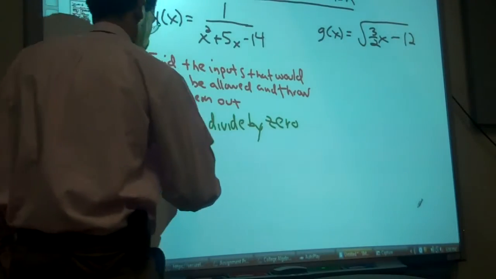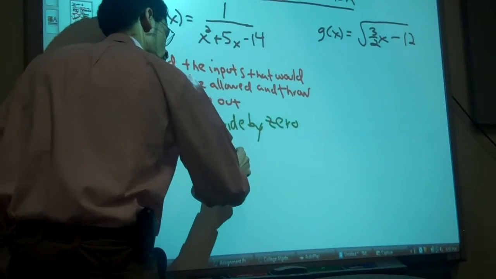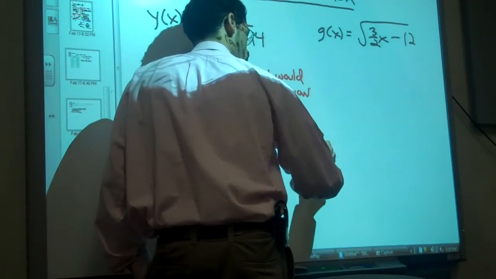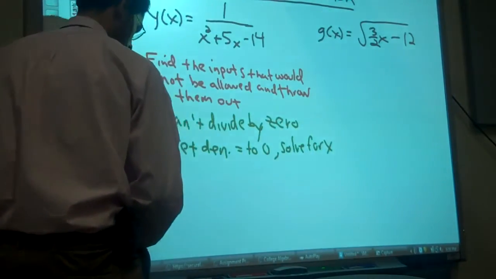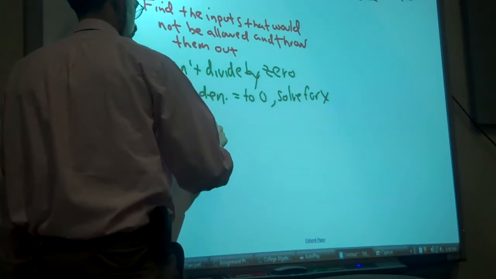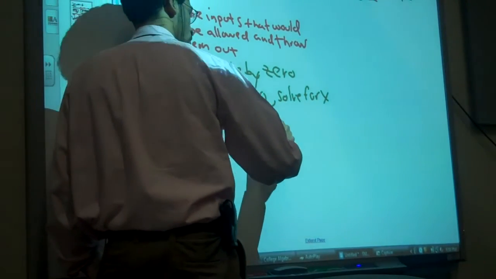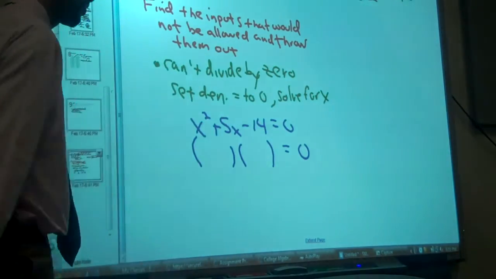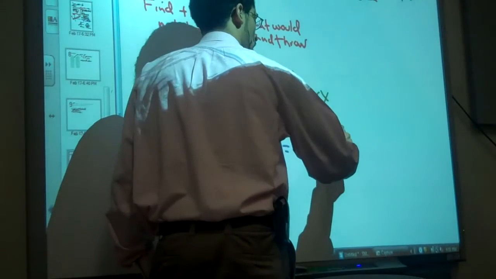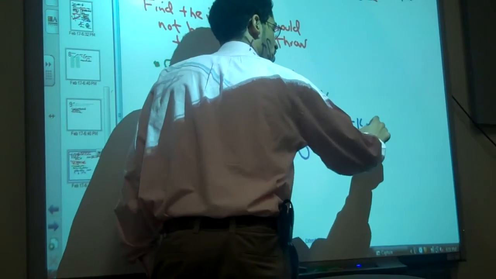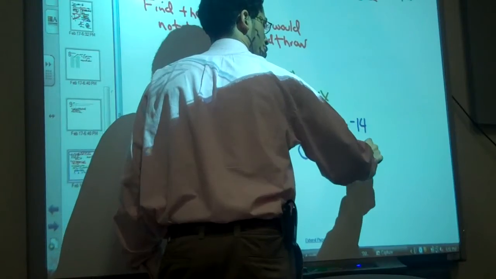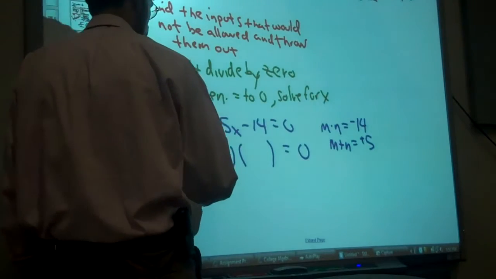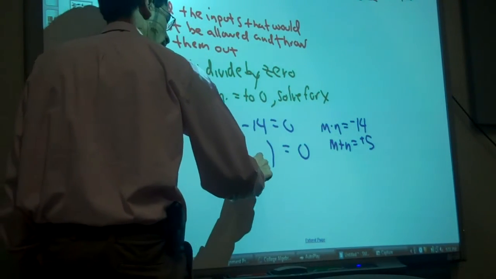Okay, so what you do is you set the denominator equal to 0 and solve for x. X squared plus 5x minus 14 equals 0. This guy factors nicely. You can use the square method or whatever it takes, but the key is that they multiply to a negative 14 and they add up to a positive 5. That's the riddle you have to solve, and it's going to be plus a 7 minus a 2.